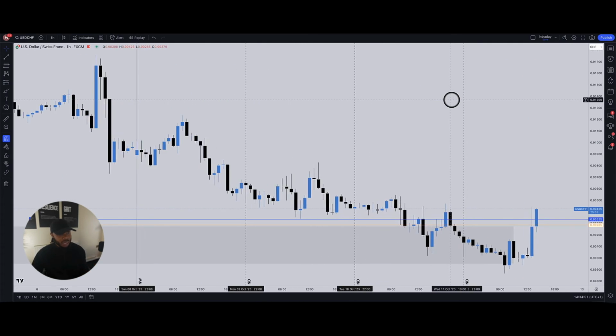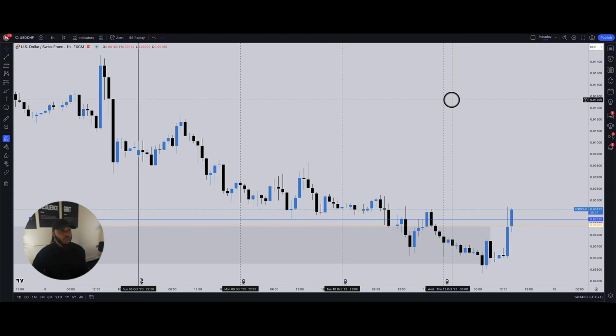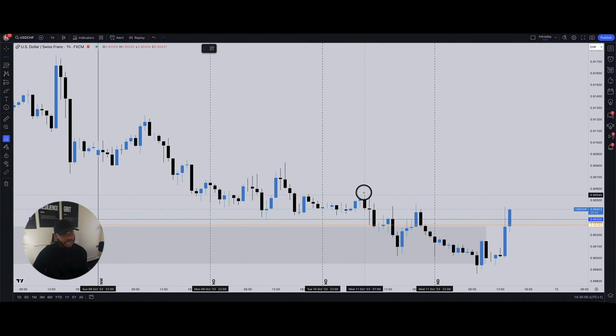Where is the liquidity now? Where are the people that are willing to continue my trade? There's going to be people above this high. I'm not going to mark up every single one of them. There'll be multiple highs, but I'm going to mark up the main ones that will really be drawing price right now. So we've got previous day's high and buy stops.